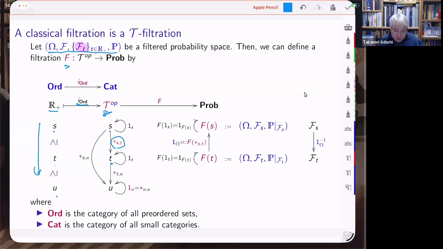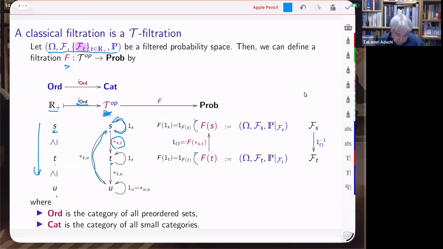Okay, so in this way, we can make a category T, because this identity arrow represents the reflexive relation of the original total order set. S is less than or equal to S, of course, right? And then this composition is a transition rule of the transitivity of the original total order set. So in this way, we can make any partial order set into a category.